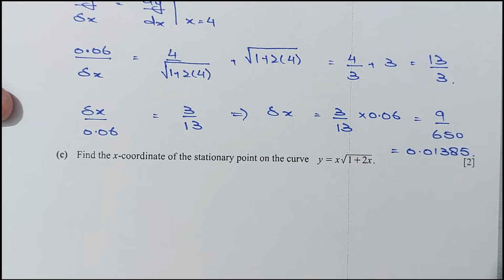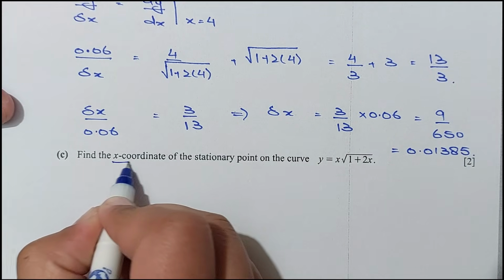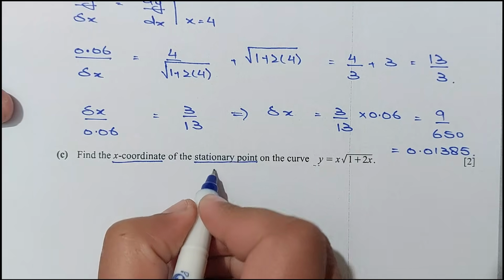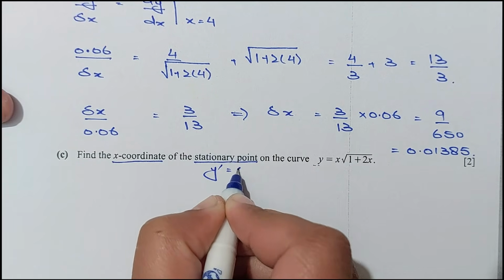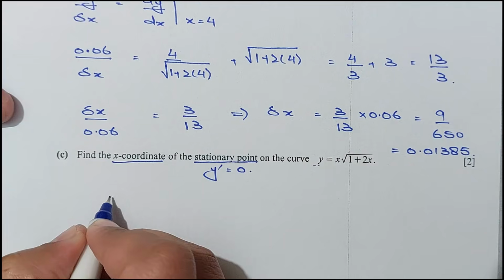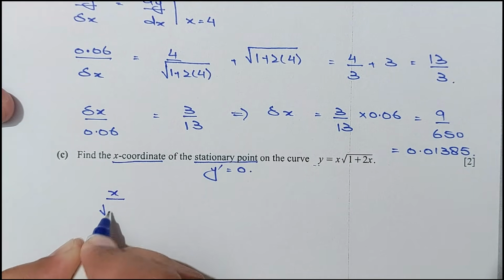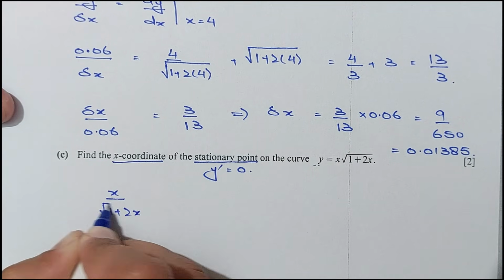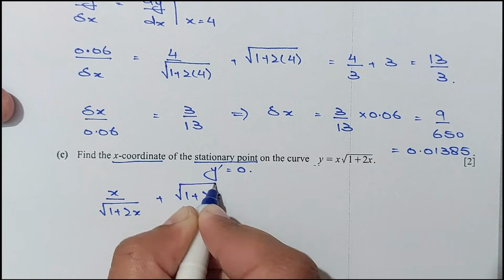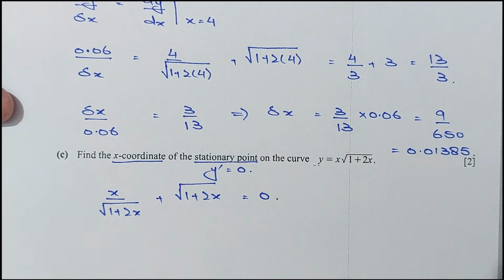Now for part C, find the x coordinate of the stationary point on the curve. Okay, so for stationary point, we have to put the first derivative equals to 0. Keep this in mind. So we have done with the first derivative, which is x over square root of 1 plus 2x plus square root of 1 plus 2x. We have to put this equals to 0. We are just working with the x coordinate.